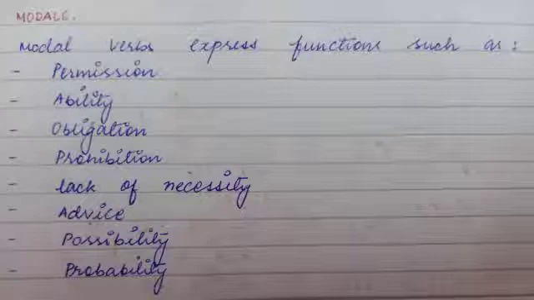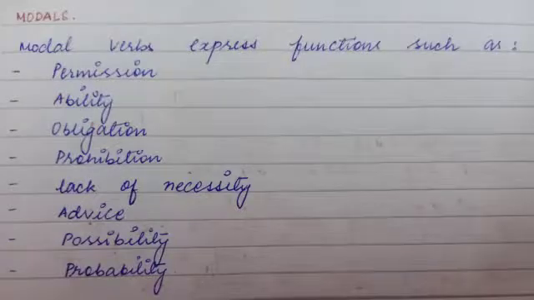Prohibition, to stop someone from doing something. Lack of necessity, it means it is not important. Advice, it means suggestion. Possibility, that something might happen. And probability is similar to possibility. It again means that something is likely to happen.